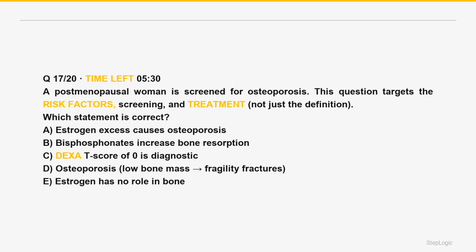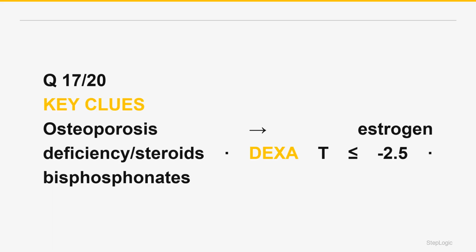Which statement is correct? A postmenopausal woman is screened for osteoporosis. This question targets the risk factors, screening and treatment, not just the definition. Read the command: which osteoporosis risk or treatment statement is correct? Risk is estrogen deficiency, age, steroids, smoking, low calcium. DEXA T-score at most minus 2.5. Treat with calcium and vitamin D plus bisphosphonates, first line.